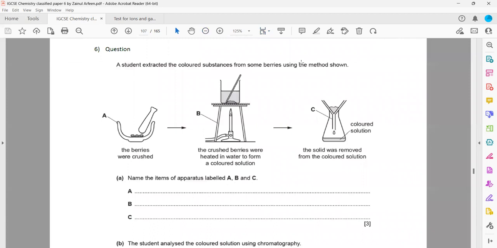The student extracts the colored substances from berries. As you can see, some methods are there. Name the apparatus, label A, B, and C. What do we call A? Mortar. B is tripod stand and C is filter funnel. Complete A and B as well: mortar and tripod.